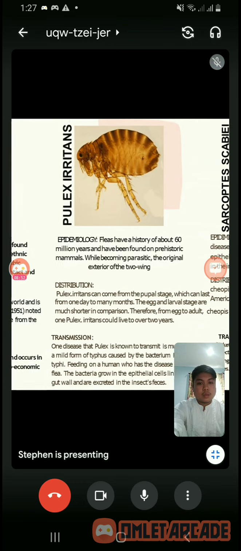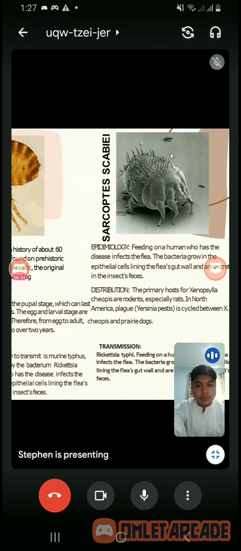So, Sarcoptes scabiei. The epidemiology, feeding on a human who has the disease infects the flea. The bacteria grows in the epithelial cells lining the flea gut wall and are excreted in the insect's feces.